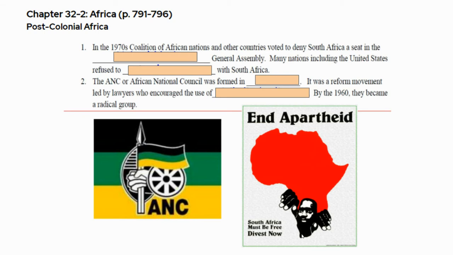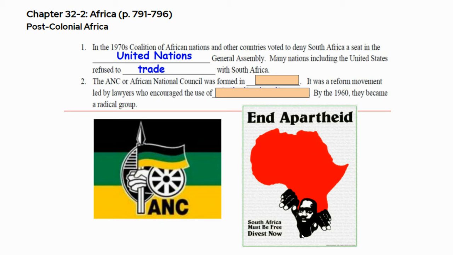So, we're going to talk a little bit about some things that are happening in Africa, some of it a little bit more short term, some of it things that had been brewing for some time. In the 1970s, a coalition of African nations and other countries voted to deny South Africa a seat in the United Nations General Assembly. The UN, which is headquartered in New York, has a General Assembly that is kind of like a Congress of all nations of the world. And many nations, including the United States, refused to trade with South Africa. And this is all because of the issue of apartheid.